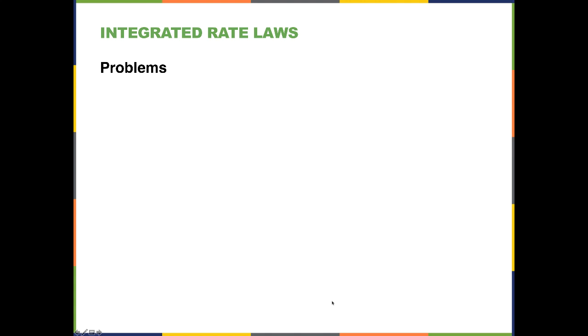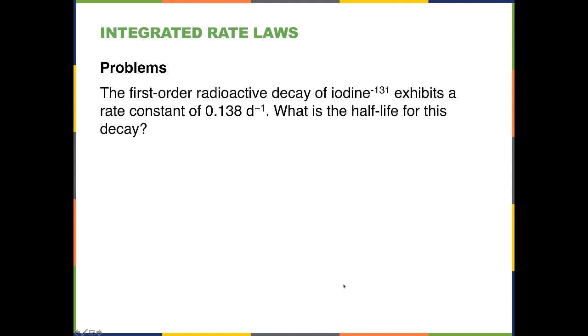So let's do a couple of problems looking at half-lives. The first problem says the first order radioactive decay of iodine 131 has a rate constant of 0.138 per day, or day to the minus 1. What is the half-life of the radioactive decay of iodine?